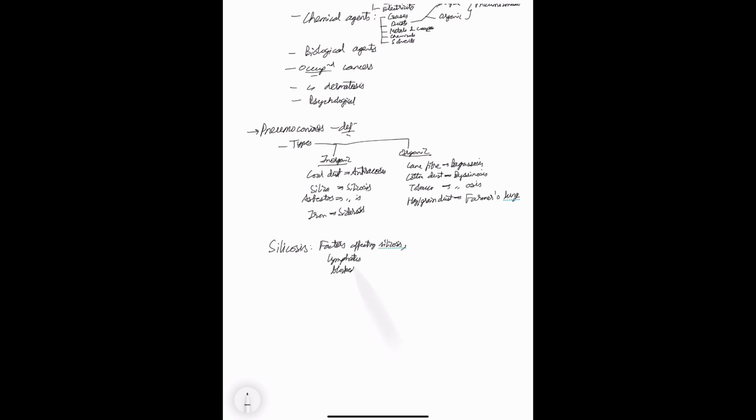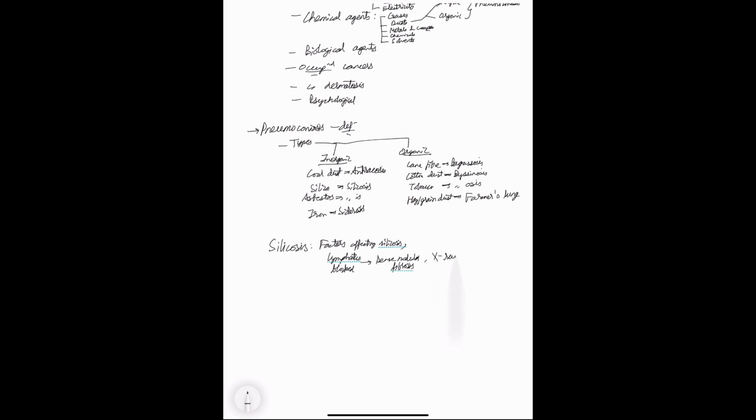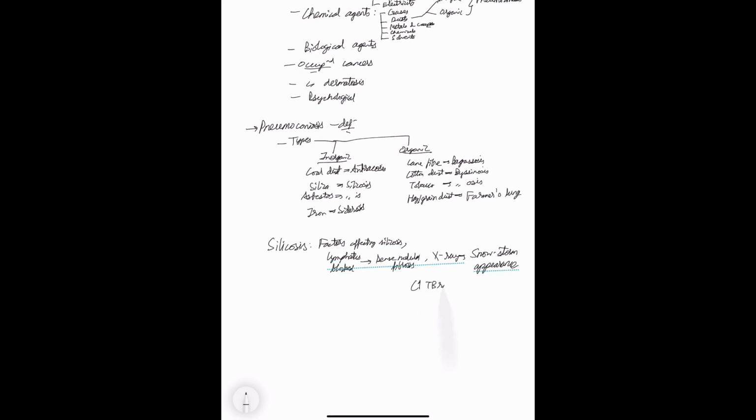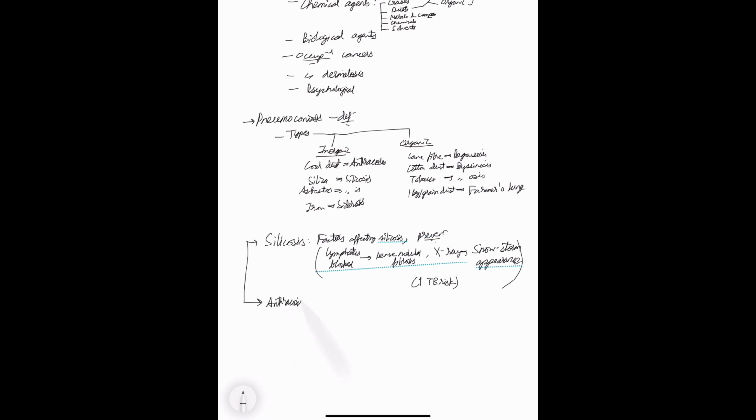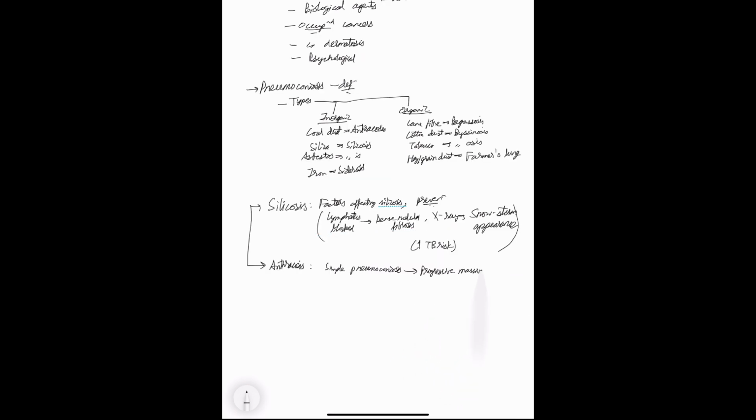So for silicosis, we need to know the factors affecting silicosis and the various methods of prevention like dust control and regular health examination of workers, and also the industries involved in silicosis. And basically, the lymphatics get blocked, which causes dense nodular fibrosis, which reveals a snowstorm appearance on X-ray. Silicosis is known to increase the TB risk.